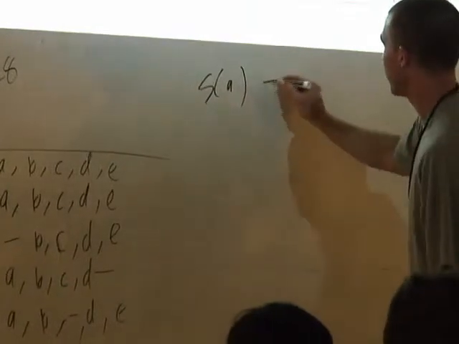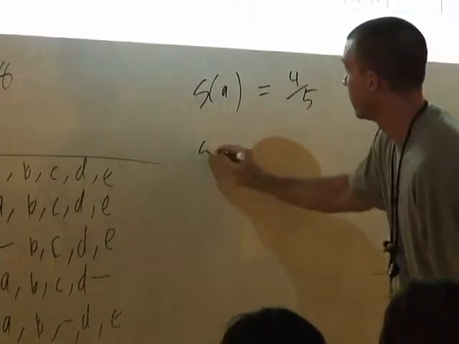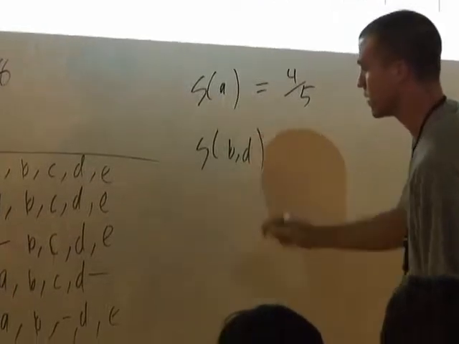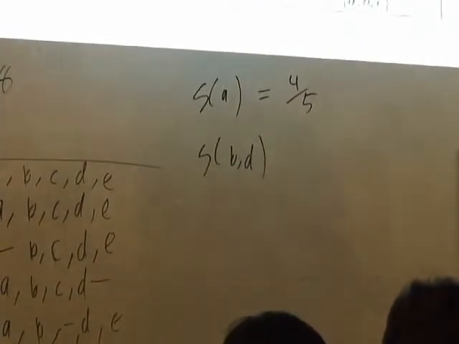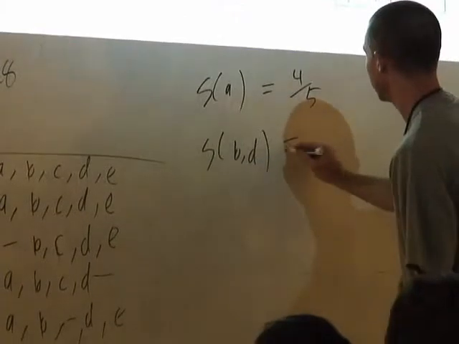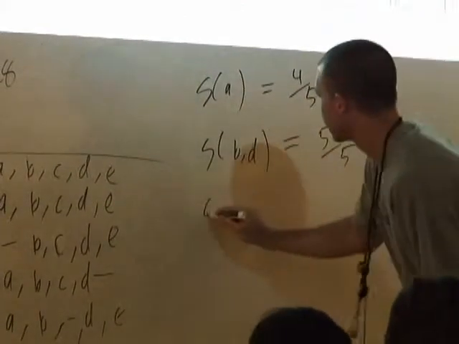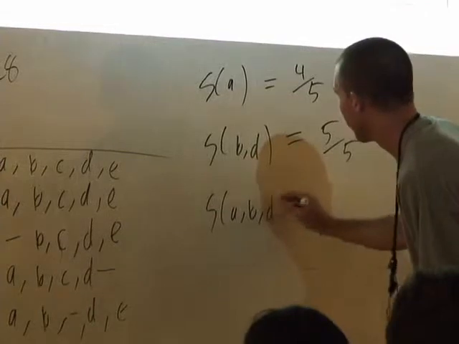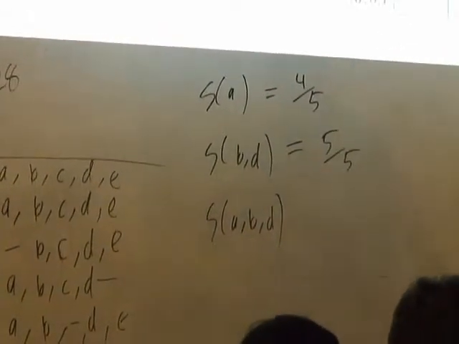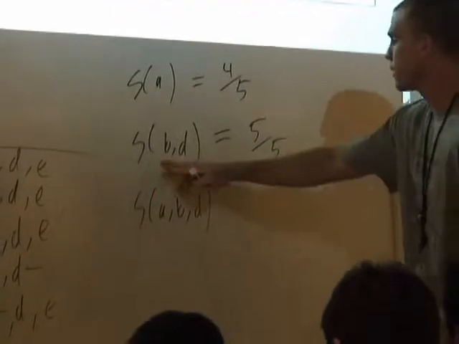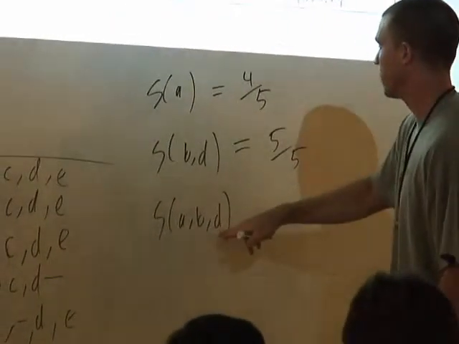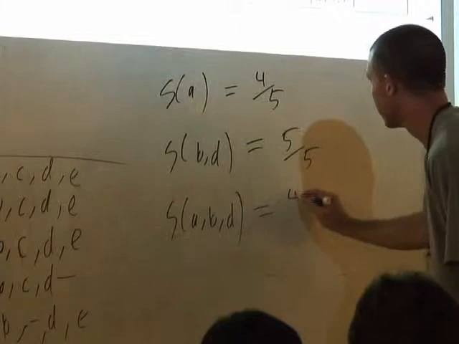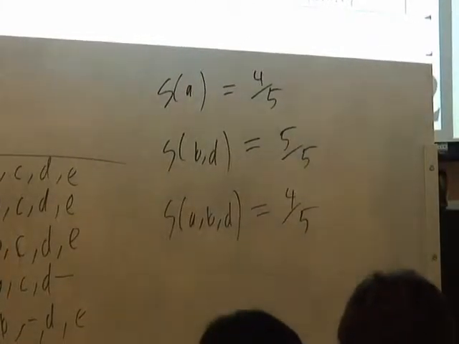Now, of course, we can compute support at that level. Support of A: everyone but one person bought A, so 4 out of 5 people bought A. Support for BD: everyone bought BD, it turns out. B is never missing, D is never missing, so that's 5 out of 5. And support for ABD, from these two you can infer it: if everyone bought B and D, the support for ABD has to be the same as the support for A, which is 4 out of 5.